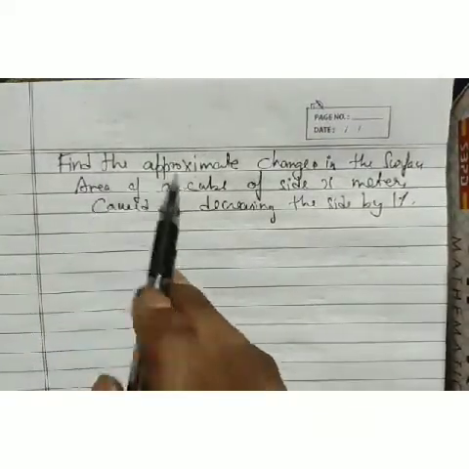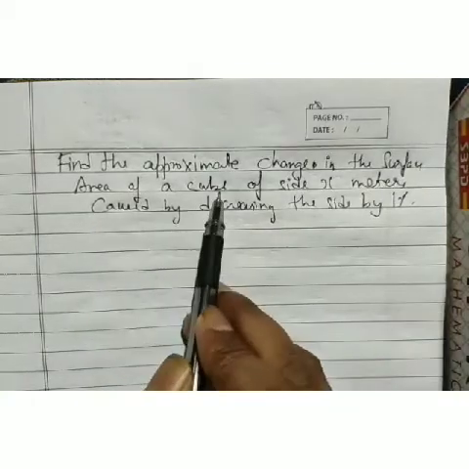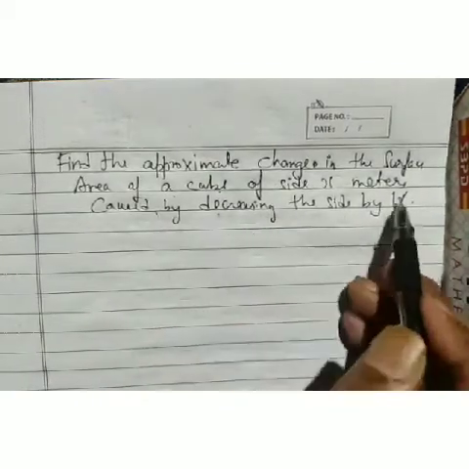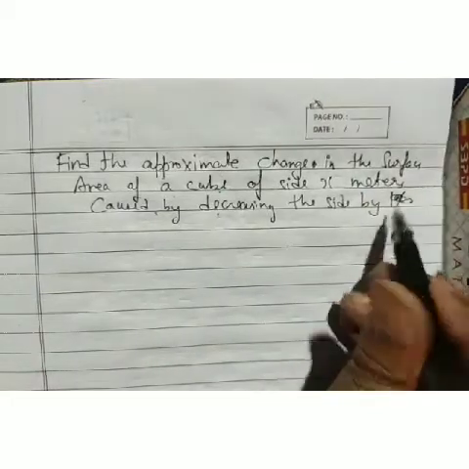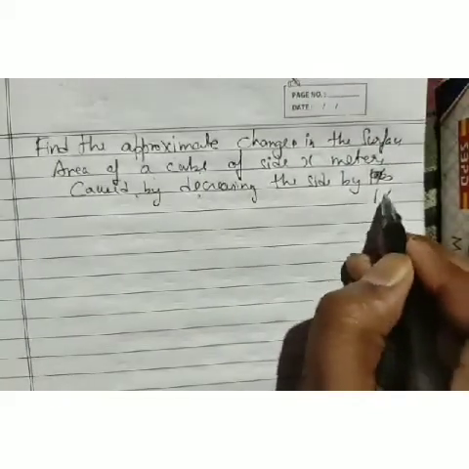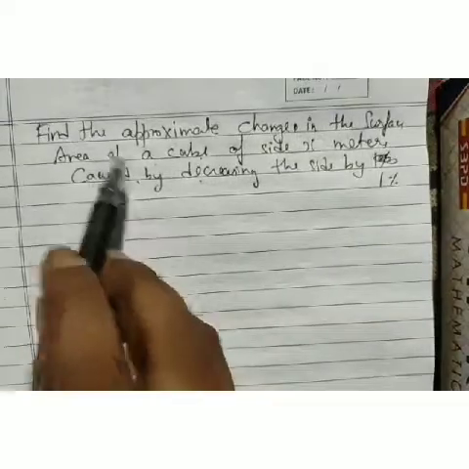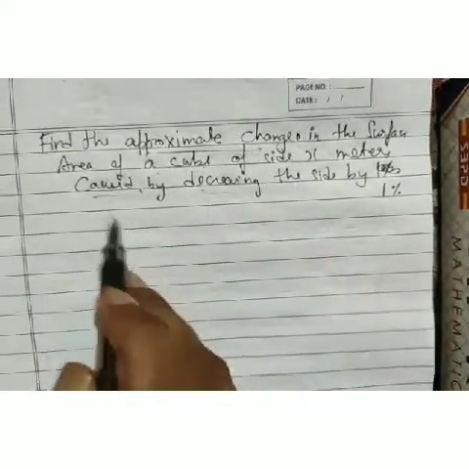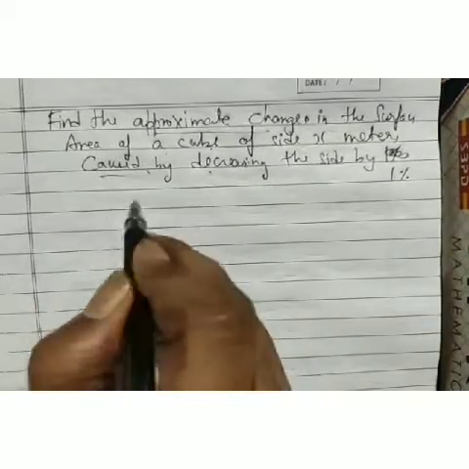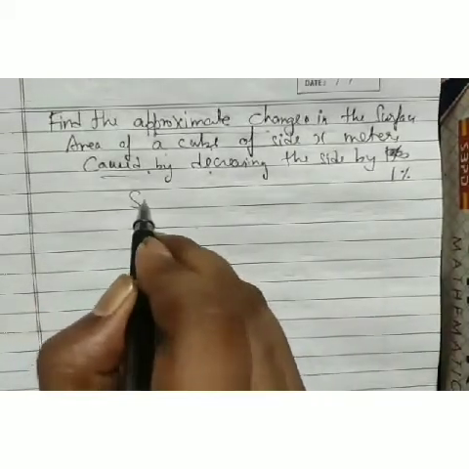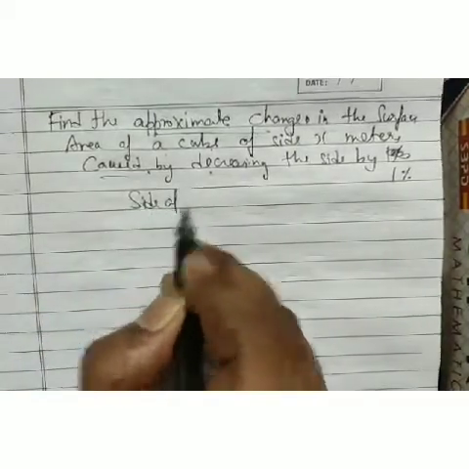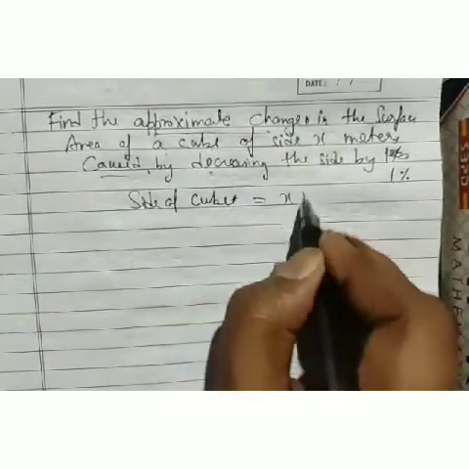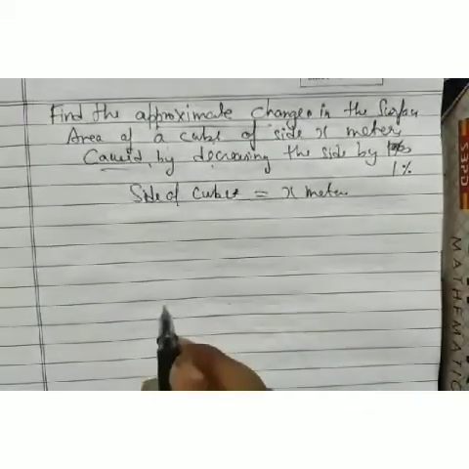Find the approximate change in the surface area of a cube of side x meter caused by decreasing the side by 1%. Now we have to find the approximate change in surface area of a cube. First of all, in such a type of problem, we take our side of cube as x meters there.